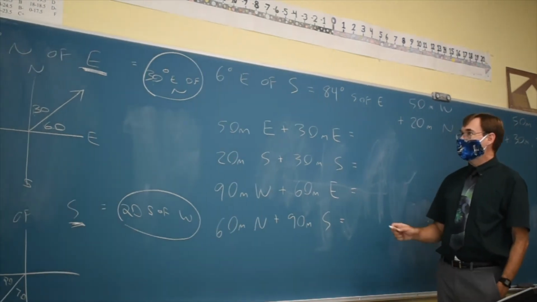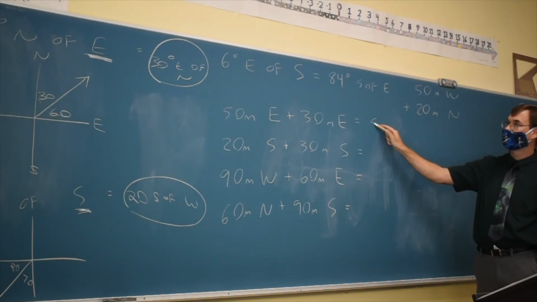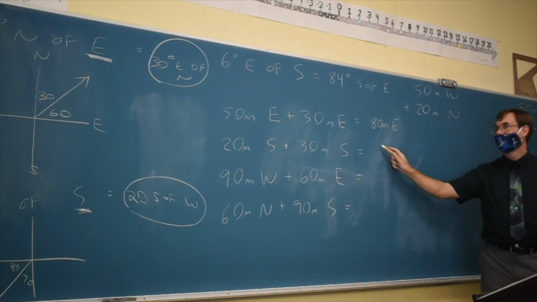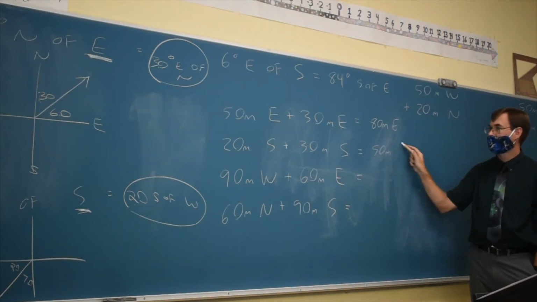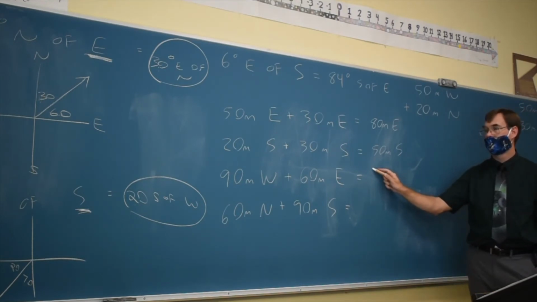Here's some algebraic adds. 50 meters east and 30 meters east together: 80 meters east. Here's another easier one. 50 meters south. Slightly more difficult one. 30 meters west.